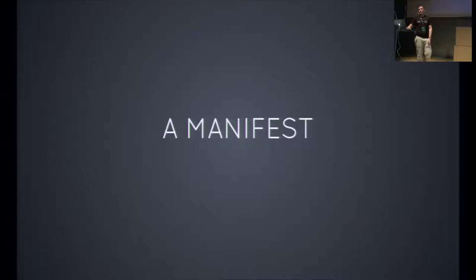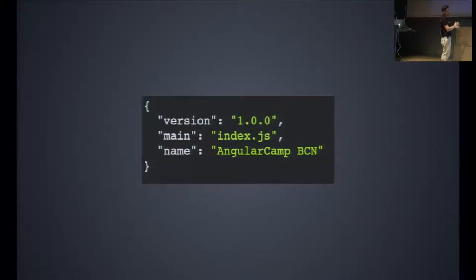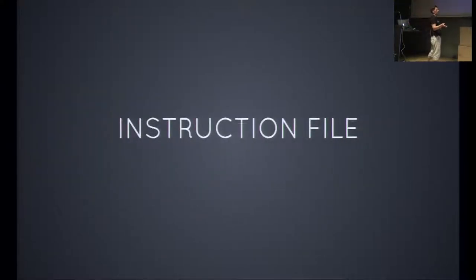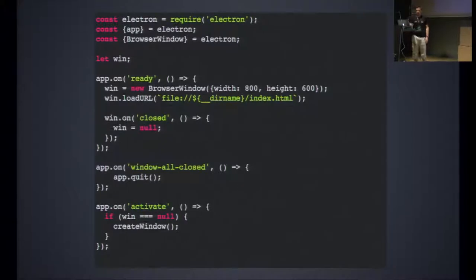Second, a manifest. That manifest is pretty simple and well known. It's actually a package, the package.json format that we all know from Node.js or from NPM. So these three properties are mandatory. Everything else is optional. So nothing more than these three lines of code. And last but not least, the instruction file. The instruction file is responsible for telling Electron how it should act in different life cycle events. So I have a sample one right here.